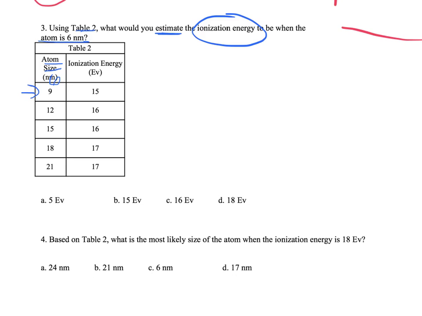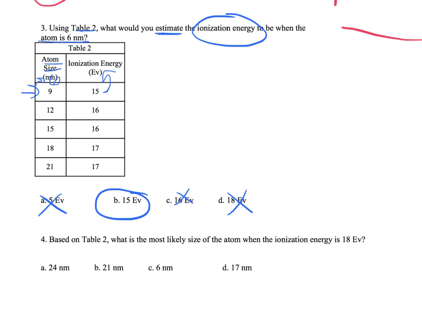Okay, the trend here is by 3s. The trend on this side is a little bit different, right? I see 15, 16, 16, 17, 17. So it's not a great change, all right? But I do know that if I were to go lower in atom size, then the ionization energy is either going to be 15 or it's going to be 14, right? It's not changing by a significant amount, so it's not going to be 5. It's not increasing, so it can't be those. Our best choice is B, 15.